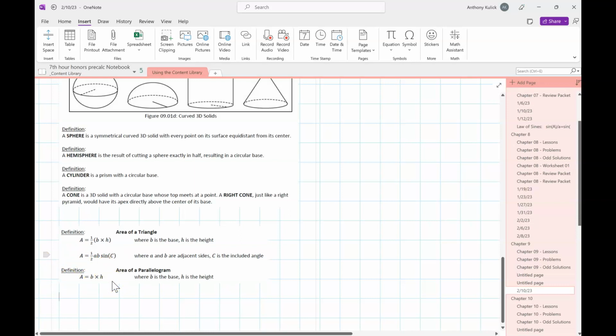Remember that a parallelogram includes squares and rectangles and rhombuses, rhombi? Yeah, I'm not sure. Grammarians, consensus on that? Nobody has one? That's okay.